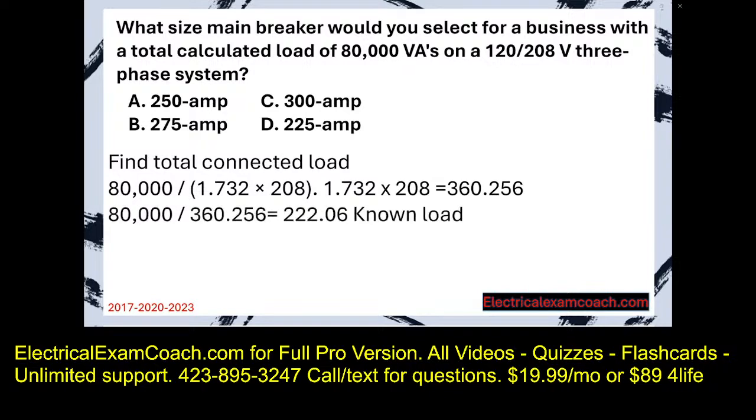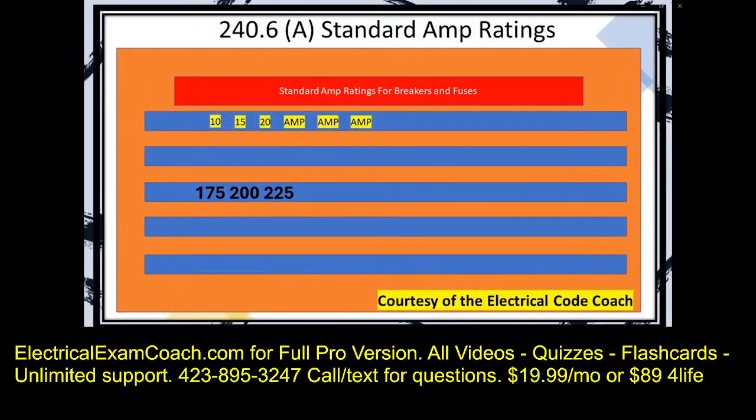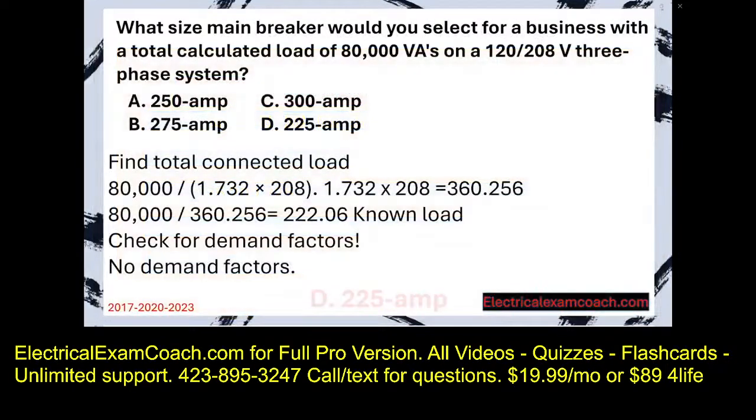Now we take and divide that out and we end up with 222 amps. In this case, we'll round down to 222. There are no more demand factors in this calculation. We head over to table 240.6(A), choose the next standard size up, and put this on a 225 amp service.